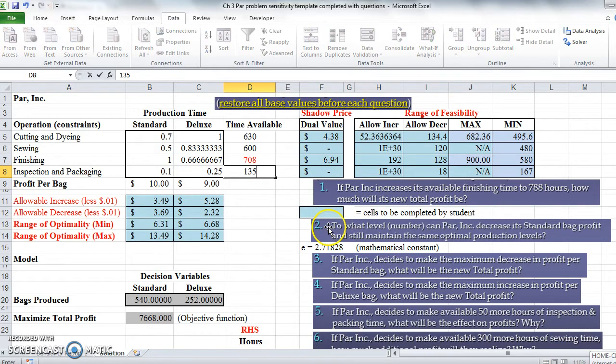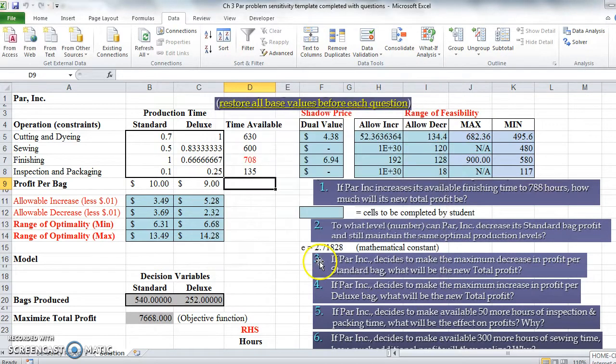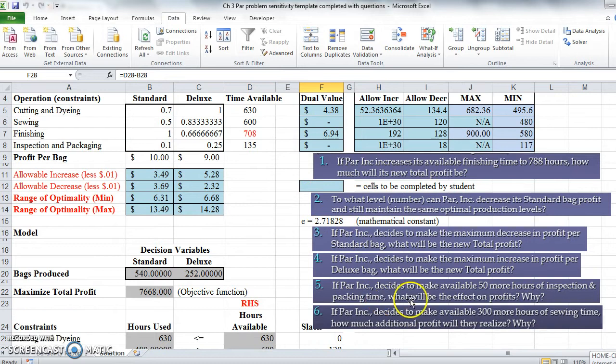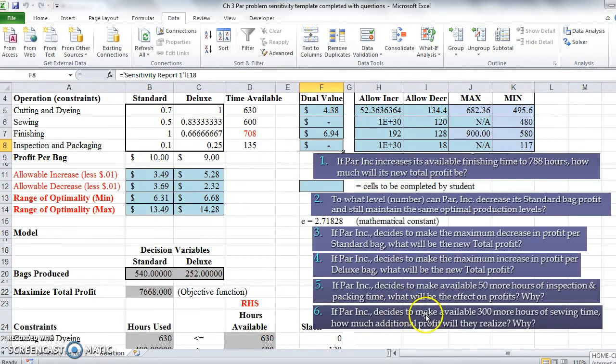Let's bring this back to 135. Let's rerun solver. And we can see now that we have 18 slack hours. So the answer to that question is there is no effect on profits. Why? Because the dual value, or shadow price, is 0, based on the sensitivity report we developed here. Remembering that, again, these are our shadow prices based on that optimal solution. And for inspection and packaging and sewing, the shadow price is 0.